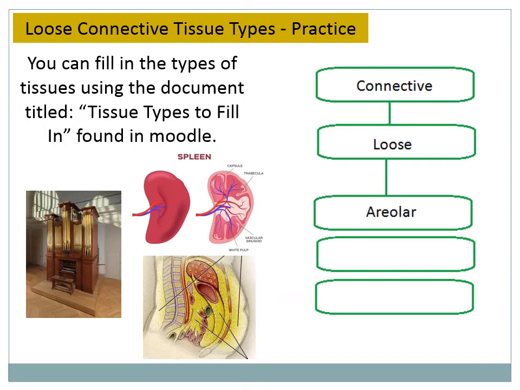Very good, the areolar tissue, right? The areolar, you think of your hollow organs, that's where we find our areolar. Then we have the picture of a spleen, along with some other lymphatic tissues. What type of tissue do we find in the spleen? Good, that's reticular, right, that burnt popcorn one.